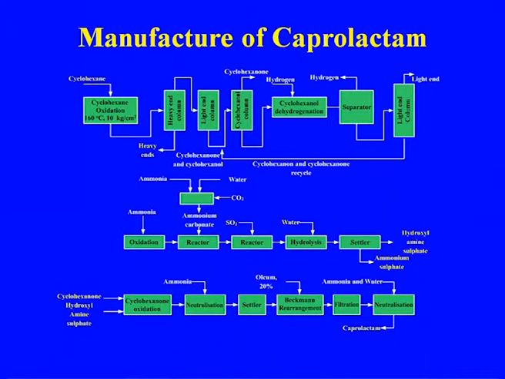Finally, what is happening here: the cyclohexanone and the hydroxylamine sulfate are reacted here, and then after the Beckmann rearrangement, this is the Beckmann rearrangement reactor where we are getting the caprolactam, and then finally the caprolactam is separated.